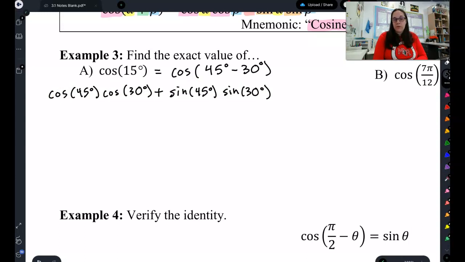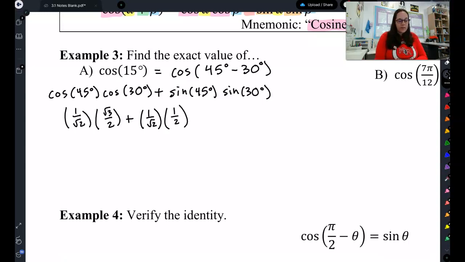And you can just reference that first quadrant of the unit circle that you drew up in the corner of your page. So you know cosine of 45 is 1 over root 2. Cosine of 30 is root 3 over 2. Sine of 45 is 1 over root 2. And sine of 30 is 1/2.